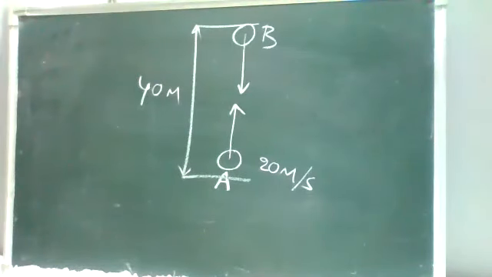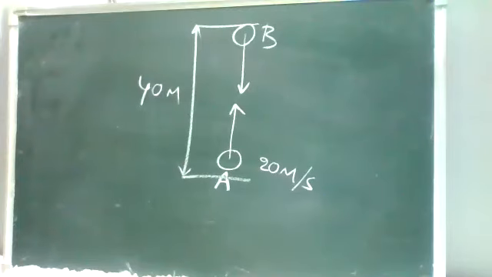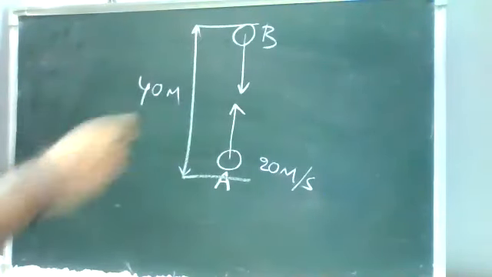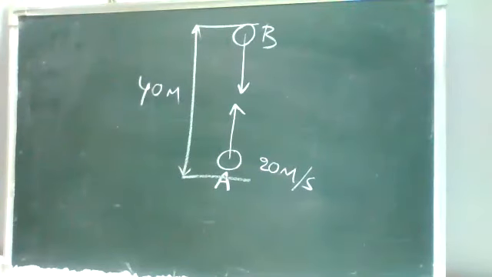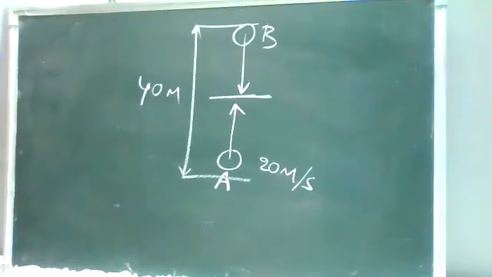So both have the same speed, along the same line of motion. At what points do the two balls collide? We are going to find the distance where they collide with each other.